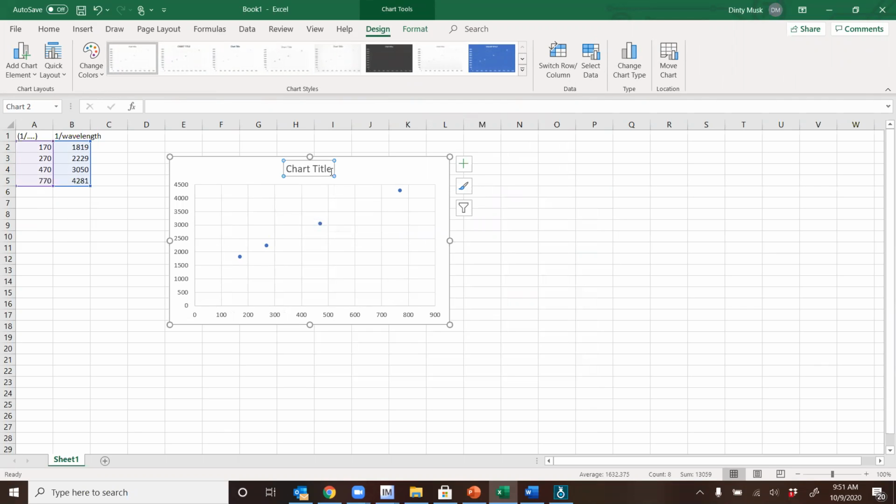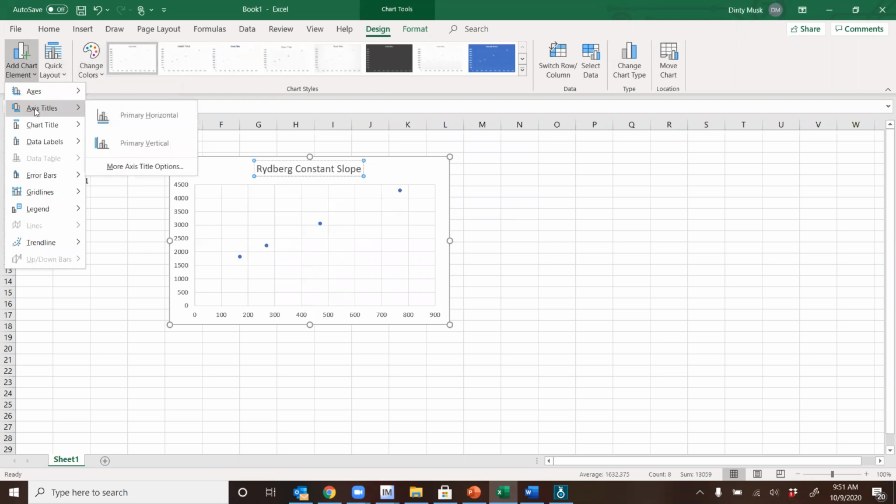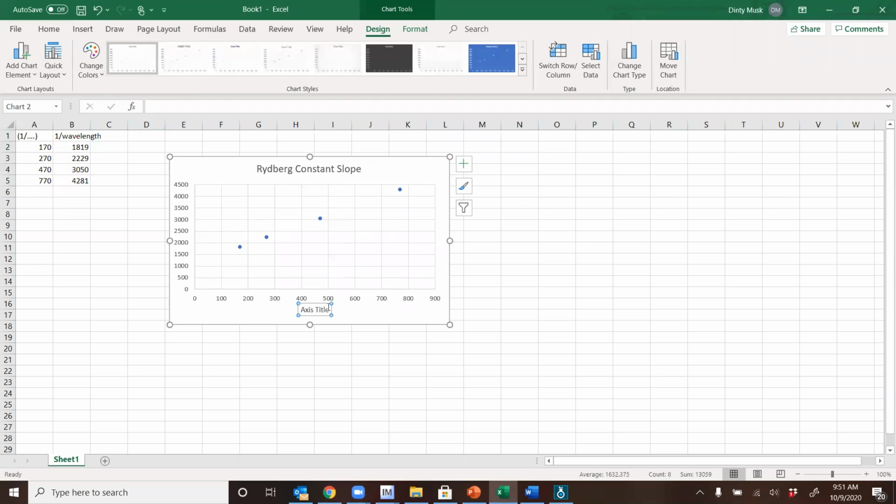We can change our chart title. We're using this graph to solve for the Rydberg constant, and because the slope of this line is the Rydberg constant, I guess that's a descriptive enough title. So from here, we can also add titles to the axes. So our horizontal axis is what we solve for inside that parentheses.